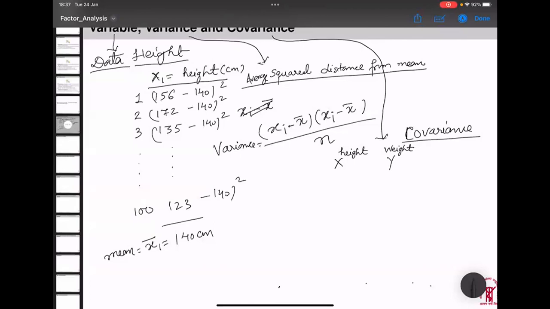For x you will have height values x1, x2, up to x100, so 100 values for height. Similarly, y1, y2, up to y100, 100 values for y. So what will be the covariance? In variance you did xi minus x bar into xi minus x bar. Here, you have to do x1 minus x bar into y1 minus y bar, x2 minus x bar into y2 minus y bar.